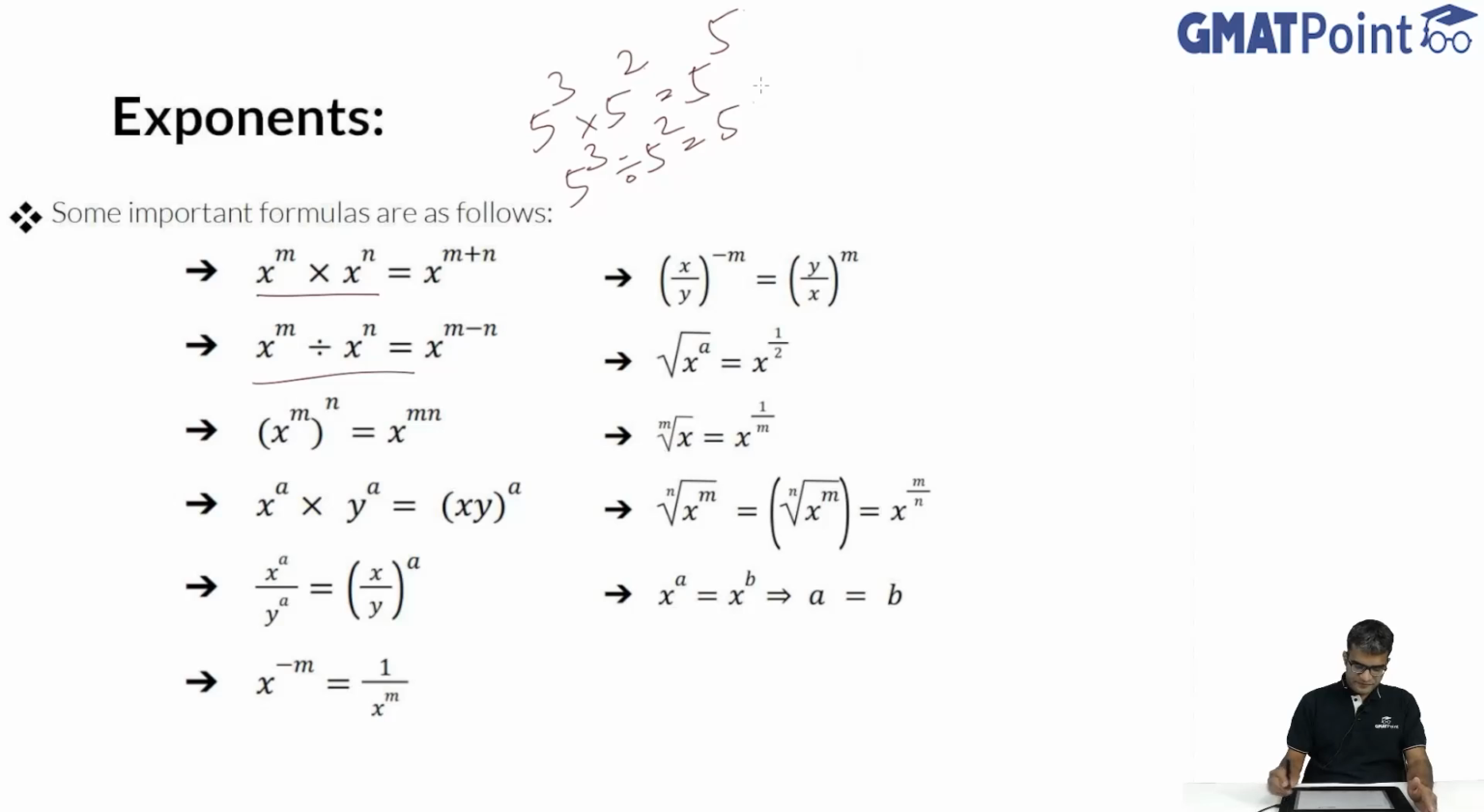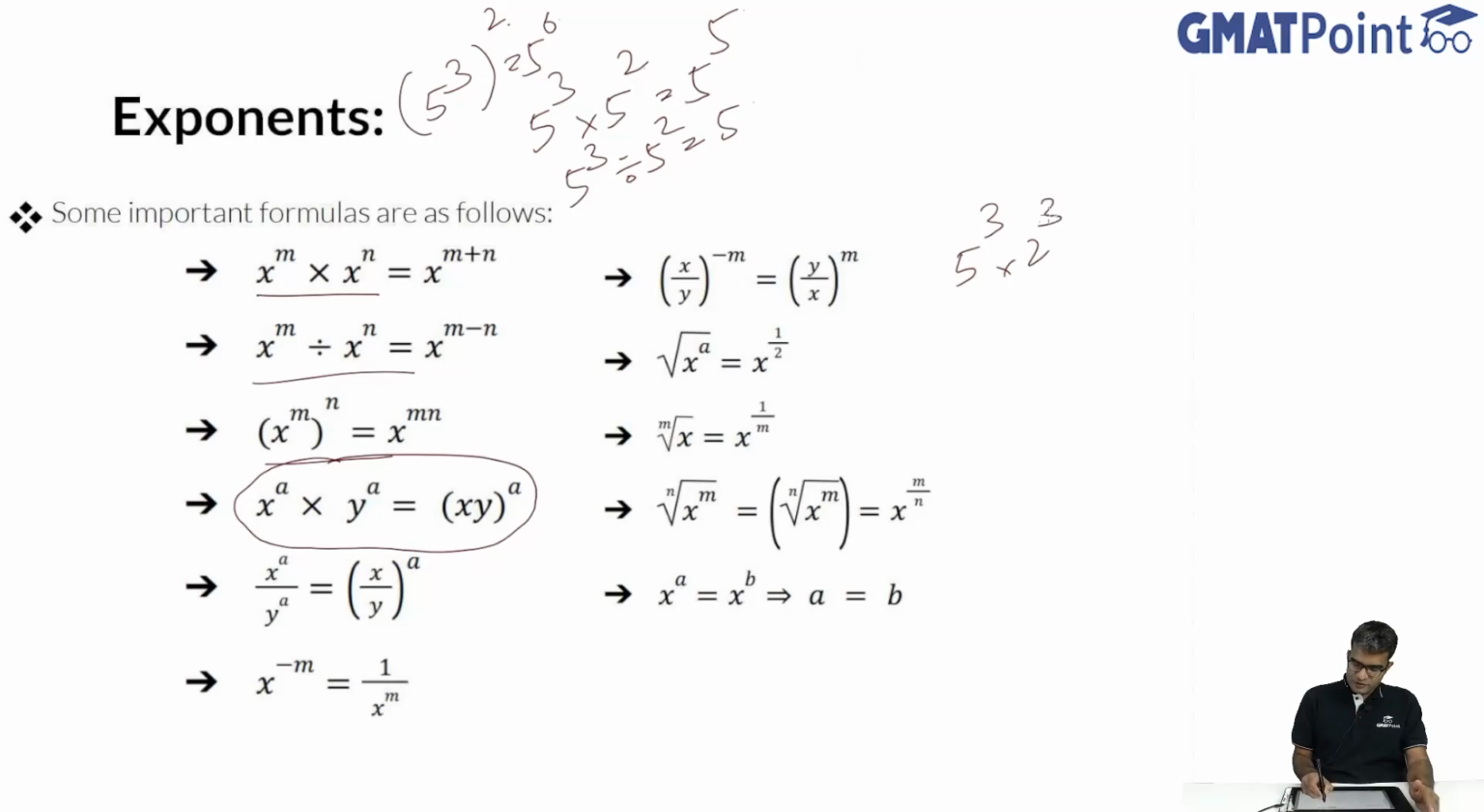X to the power m whole to the power n is equal to x to the power m into n. That is the value of 5 cube whole square. This is equal to 5 to the power 6, which is 3 into 2. X to the power a into y to the power a is x into y whole to the power a. That is 5 cube into 2 cube will be equal to 5 into 2, that is 10 whole cube. X to the power a divided by y to the power a is x by y whole to the power a. This is just an extension of this formula that we just discussed.